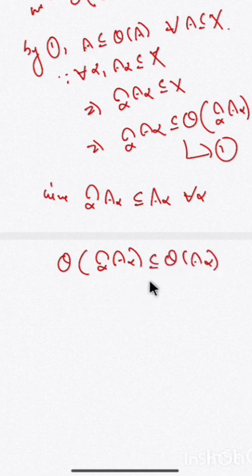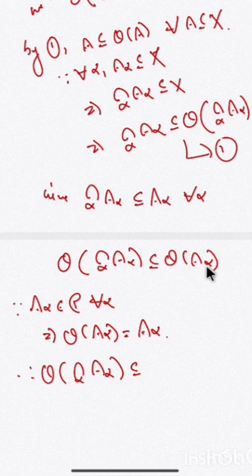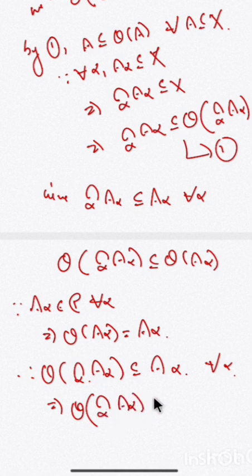Correct. Now, what are the A alpha? A alphas come from elements in C. Since A alpha is an element in C for every alpha, theta of A alpha will be equal to A alpha itself. Therefore, theta of the intersection of A alpha, which is contained in theta of A alpha, is equal to A alpha. So theta of the intersection of A alpha will be contained in A alpha for every alpha, which implies it is also contained in the intersection of all the A alpha.